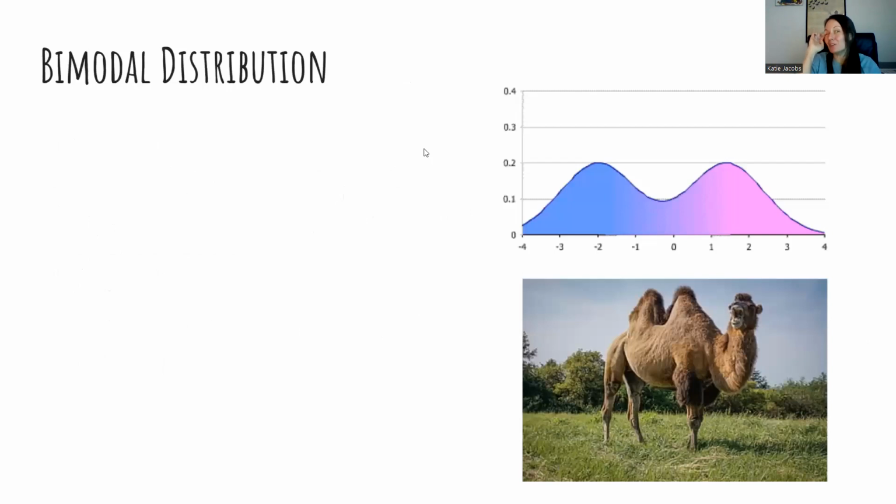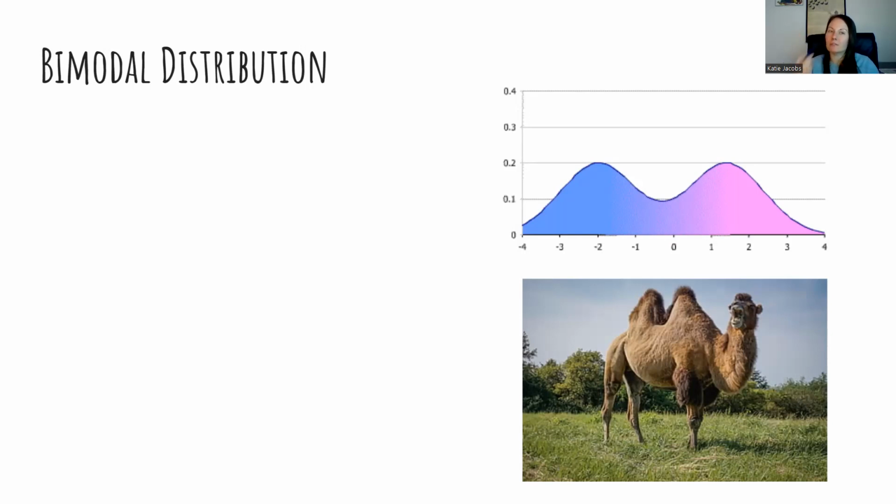We also have a bimodal distribution. I like to think of a camel. I think of this because when we have a bimodal distribution, what did the word bimodal mean? If you remember from earlier on in the semester, it means that our data set has two modes, right?